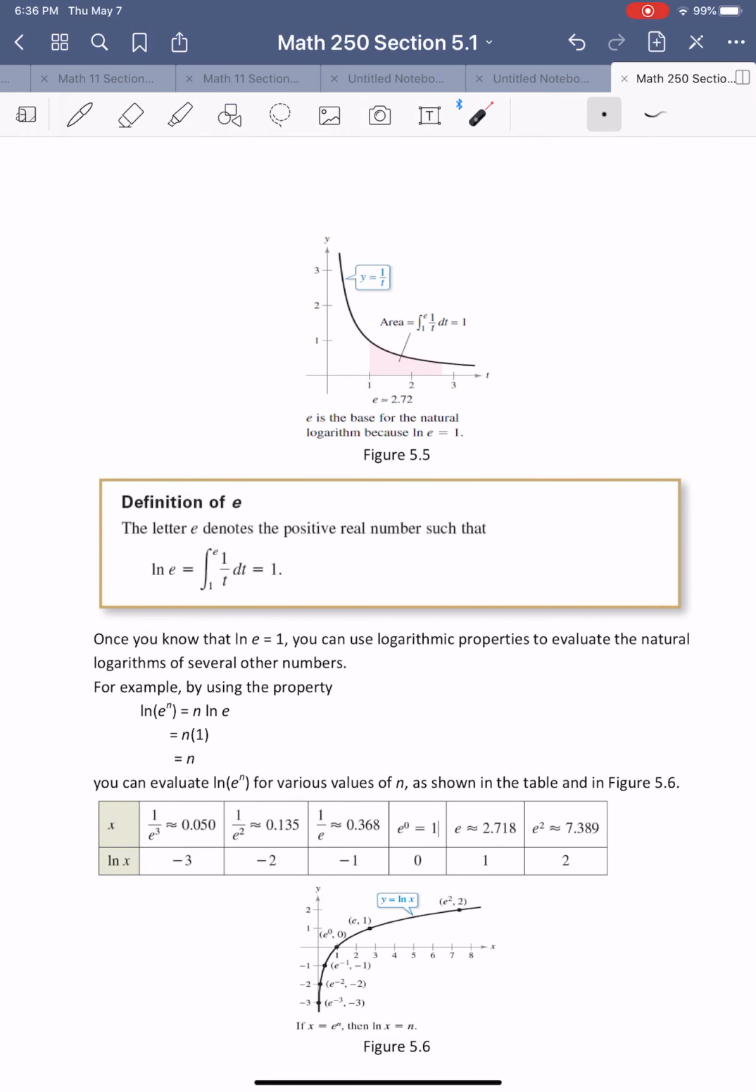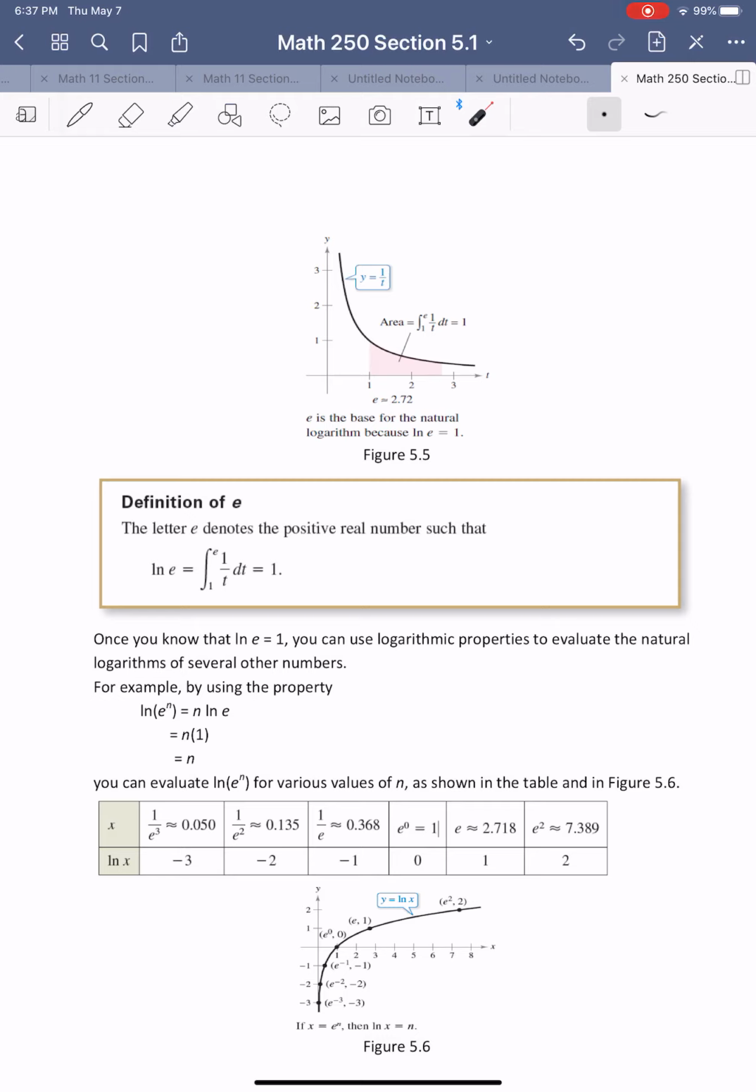Alright, so the next graph shows that e is the base for the natural logarithm because ln e is 1, so this is the graph of y equal to 1 over x. And the definition of e is that ln e is the same as the integral from 1 to e of 1 over t dt, equal to 1.